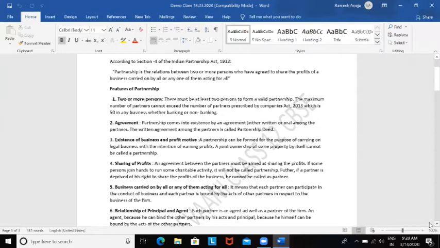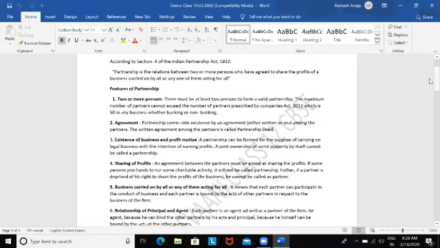A joint ownership of some property by itself cannot be called a partnership. What they are saying is, suppose husband and wife, two people, have jointly purchased a property. Just because they are joint, it cannot be called a partnership, because they may not have purchased the property for the intention of earning profit. It should be with the intention of earning profit.